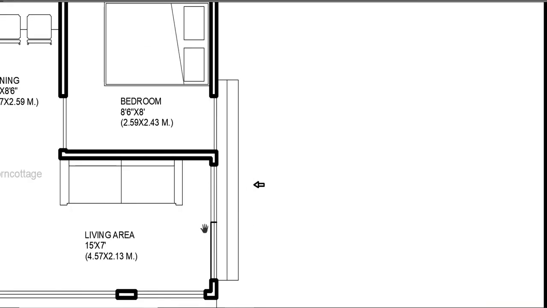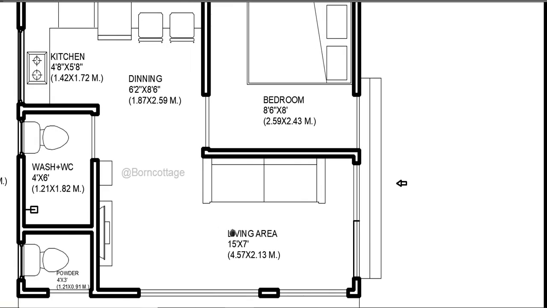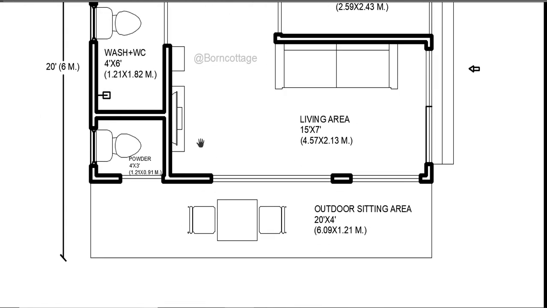In the front we have two steps here. After that we will go inside from here. In the first we have living area. The size of the living area is 15 feet into 7 feet in meter 4.57 into 2.13. You can see here the sofa arrangement, TV unit arrangement, and also two large size window for ventilation and light purpose, and we have a sliding door for access outdoor sitting area.